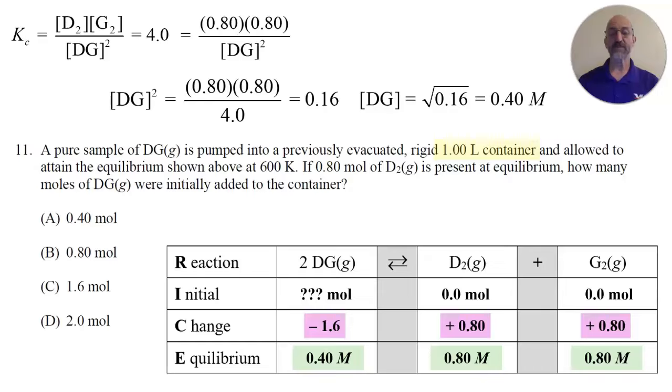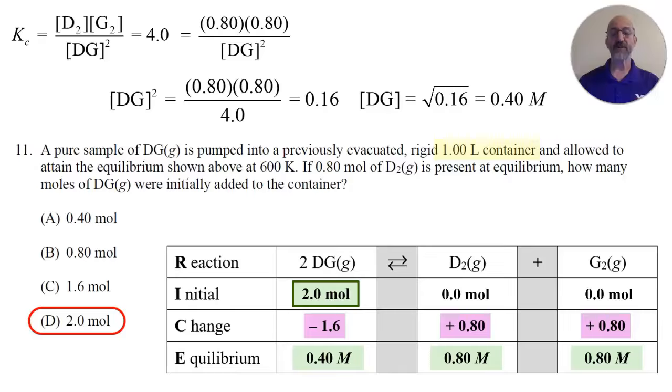Now we have one more step to do to answer question 11. What number minus 1.6 is equal to 0.40? And that would be 2.0. So remember that 0.40 represents the number of moles of substance Dg that's present in the reaction vessel at equilibrium. So 2 minus 1.6 equals 0.4. So hopefully you can discover 2 things about question 11. The correct answer to question 11 is 2 moles of Dg were present initially in the container. So the correct answer to question 11 is choice D.